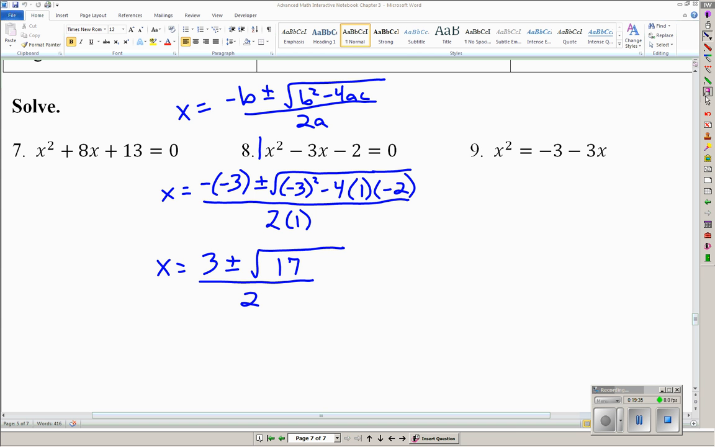Now, since I have a positive discriminant, that's a positive 17, I'm going to have 2 real solutions. And some math teachers will allow you to stop here, and we'll just go ahead and say that's fine for now. We have, since nothing else can simplify, 17 doesn't have any perfect square factors, and nothing can reduce. So 3 plus the square root of 17 divided by 2, and 3 minus the square root of 17 divided by 2 are your solutions.